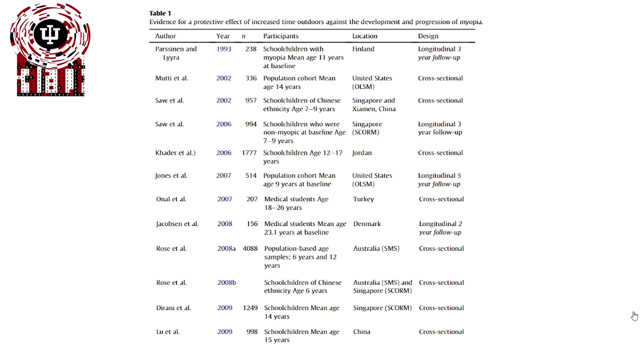Regardless of that, though, there have been a number of studies that have looked at the effects of outdoor time versus indoor time on the progression of myopia. And the majority of them find that the more time you spend outside, the less your myopia progresses.